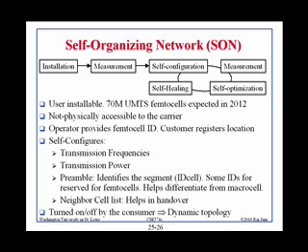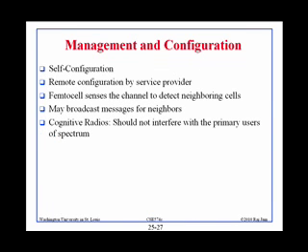Three things: self-configuration, self-optimization, and self-healing. And you should know the difference between those three, right? Configuration is just initial configuration and parameter configuration. Optimization is better configuration, in some sense. And healing is repair. Management and configuration are the same thing. Self-configuration means remote configuration by the service provider.